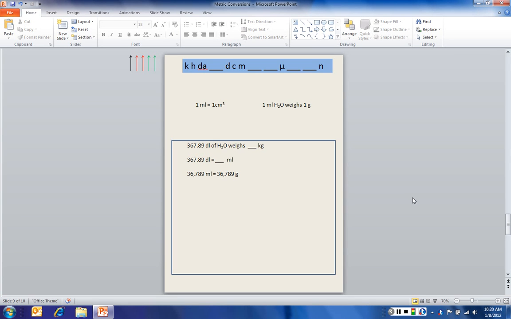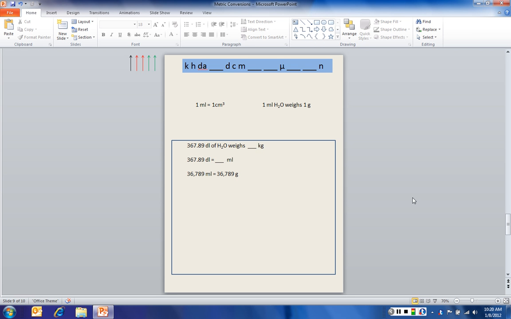Okay, we know of water, as we look up here on our little property, 1 ml of water weighs 1 gram. So 36,789 milliliters of water weighs 36,789 grams. So now we've made that jump between volume, milliliter, and weight. We've got grams now, right? Just using that simple property. So all we had to do was recognize that deciliters and milliliters are related, so convert one into the other, and then go up and use that 1 ml of water weighs 1 gram. As soon as we knew how many mLs we had, we knew how many grams we had.